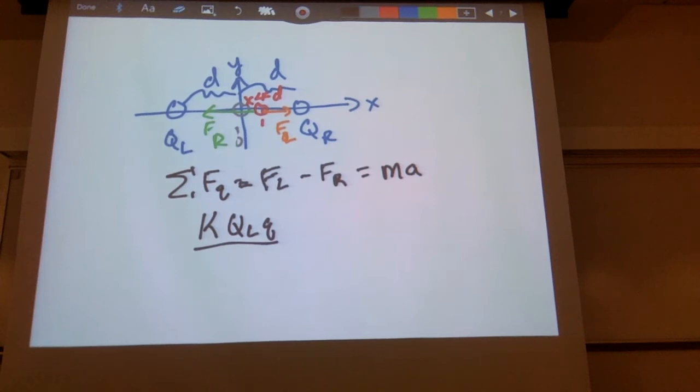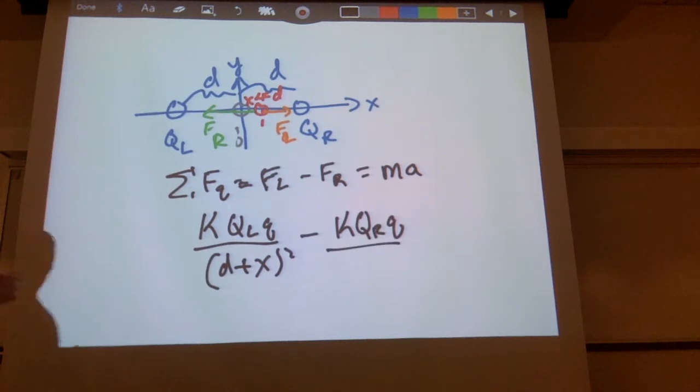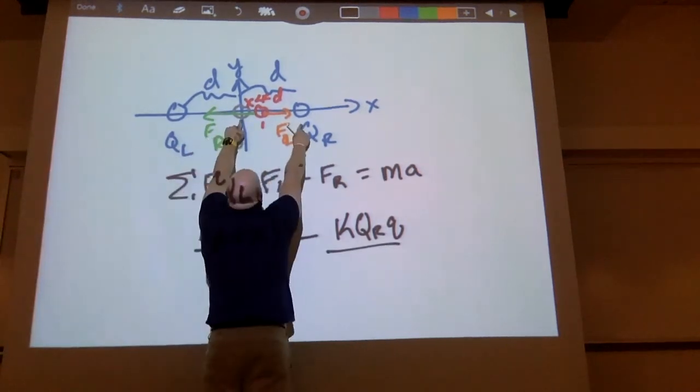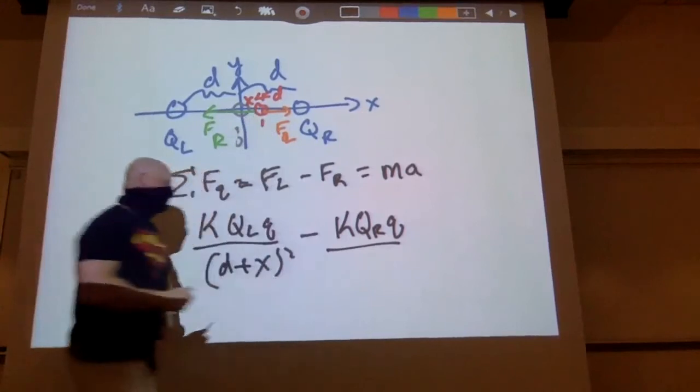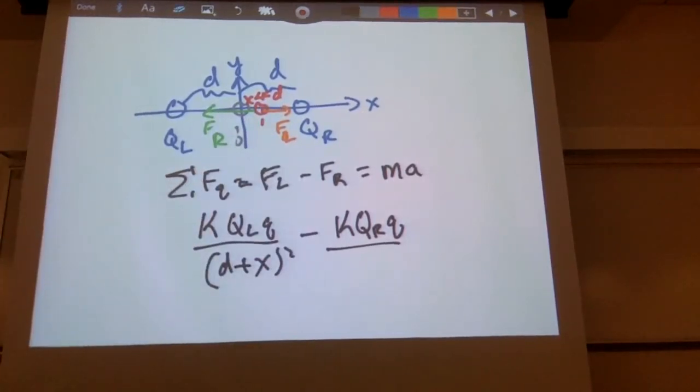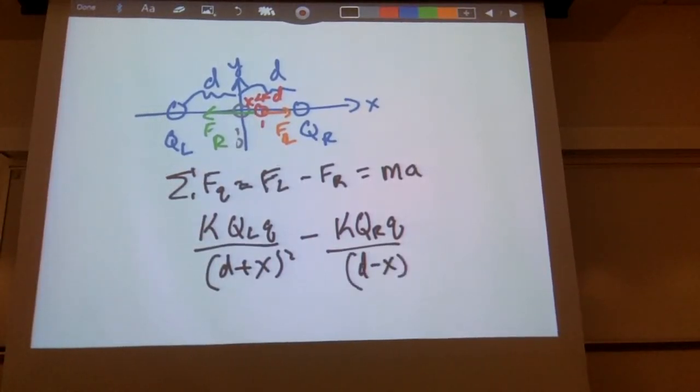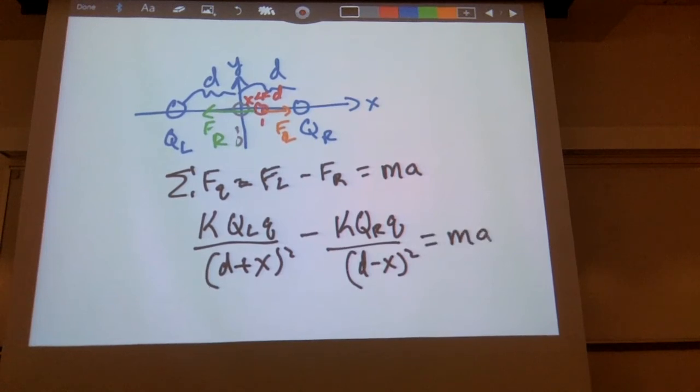So this distance then is going to be what? D plus x squared. Good. Minus force from the right, which is then going to be Q right, Q times K divided by this distance. But the distance between these then is going to be the distance D minus that distance x. So this is then going to be D minus x quantity squared. And that must all be equal to mass times the acceleration.